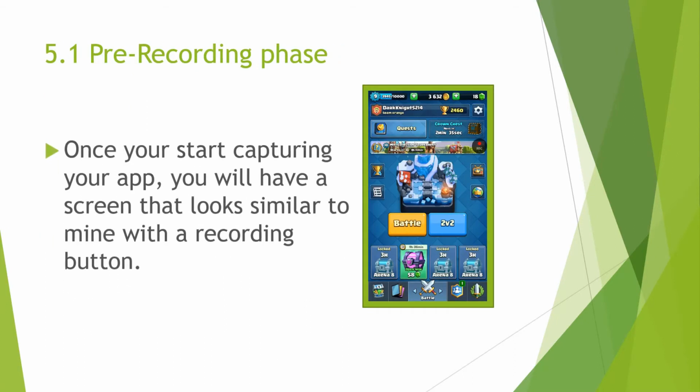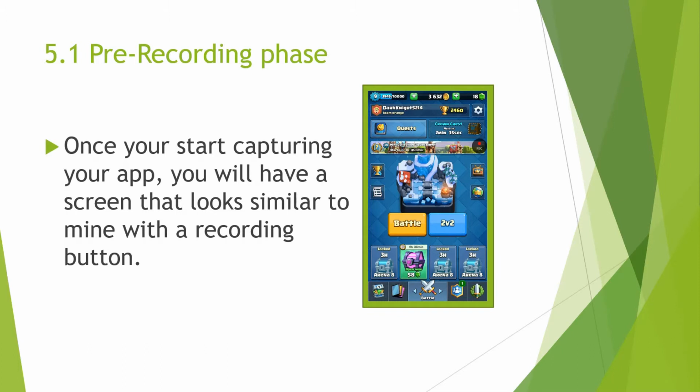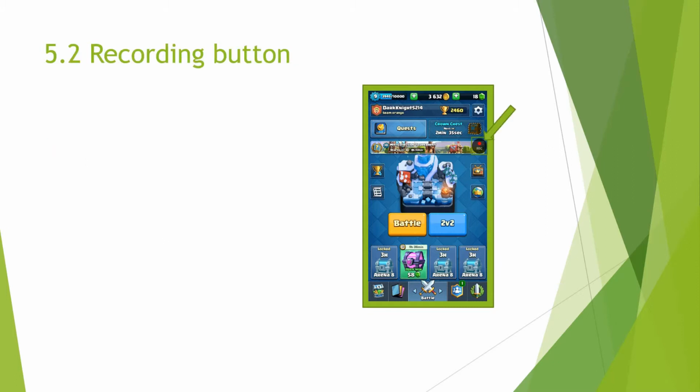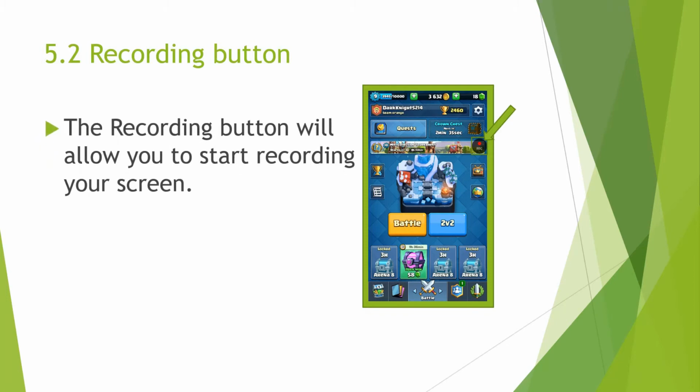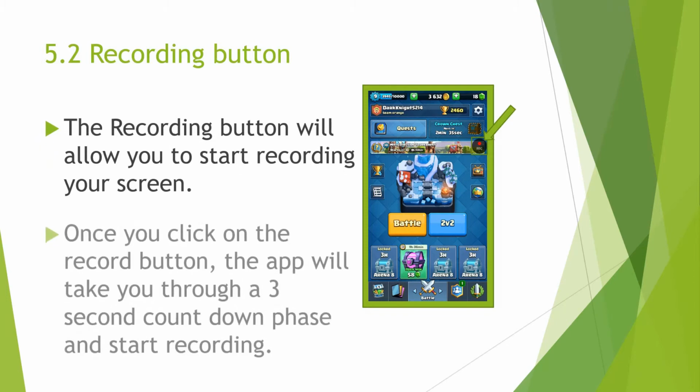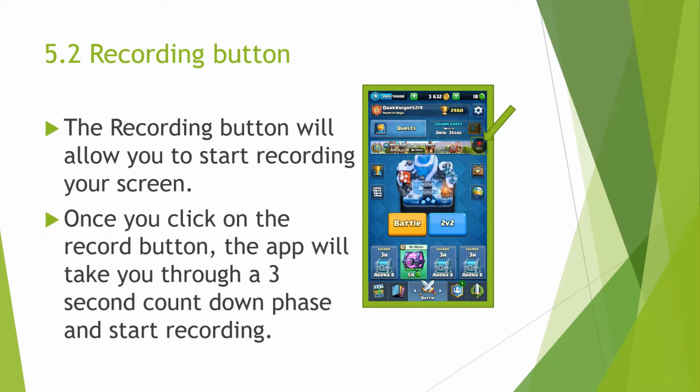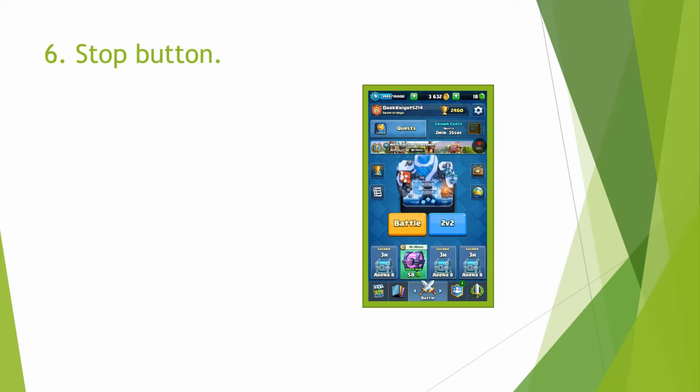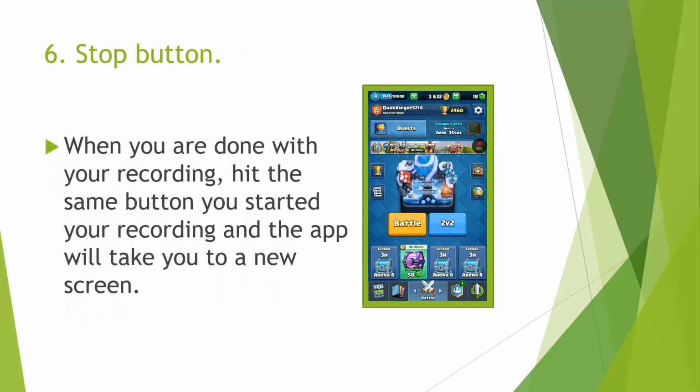Now into our pre-recording phase. Once you start capturing your app, you will have a screen that looks similar to mine with a recording button. The recording button will allow you to start recording your screen. Once you click on the record button, the app will take you through a 3-second countdown phase and start recording. When you are done with your recording, hit the same button you started your recording with and the app will take you to a new screen.